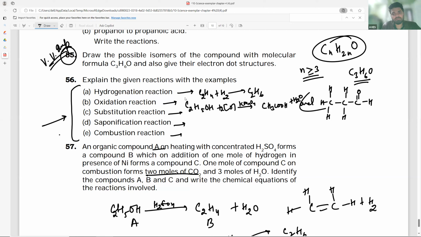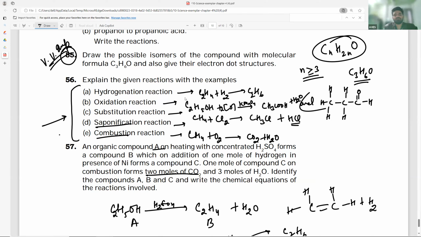Then substitution reaction. Substitution is when methane, CH4, reacts with chlorine gas, it will give you CH3Cl plus HCl. One hydrogen will be replaced with one chlorine atom, and the remaining hydrogen will form HCl. Saponification reaction we have written previously, and combustion is when CH4 reacts with oxygen, it will give you CO2 plus water. Got it? You understood now? Yes, sir.